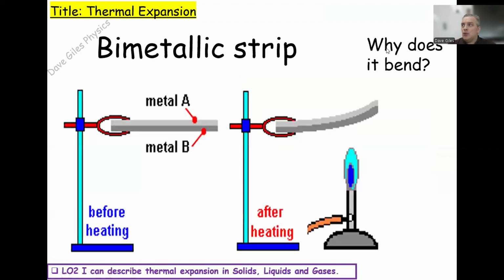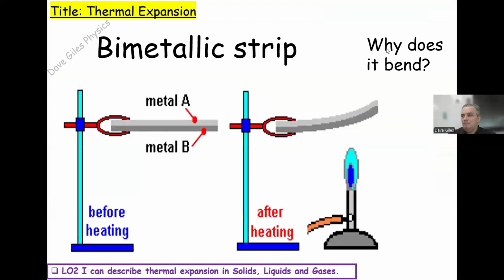So one place you'll see this, or one application rather, is a bimetallic strip. Again, this is a practical you would normally do in class where you have a bimetallic strip, which is a strip of metal made from two different metals. Before heating it is straight, and then when you heat it, it bends one direction or the other.